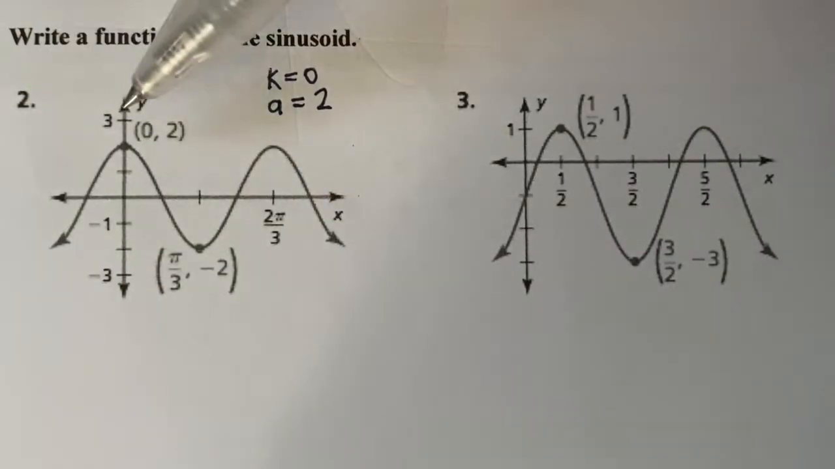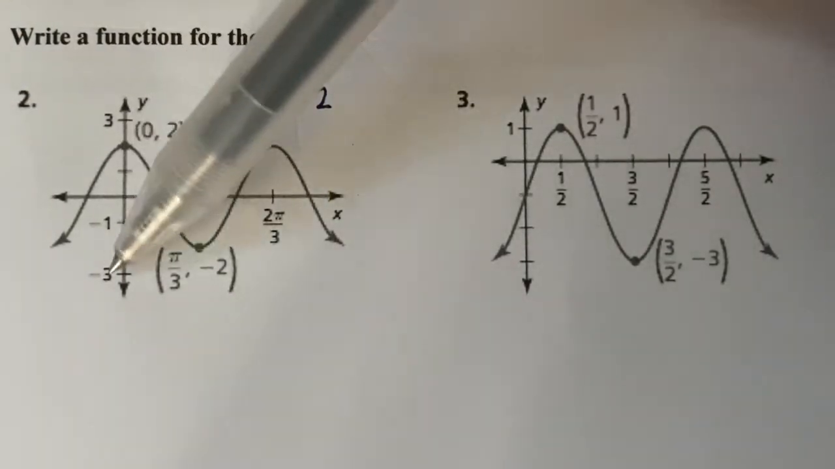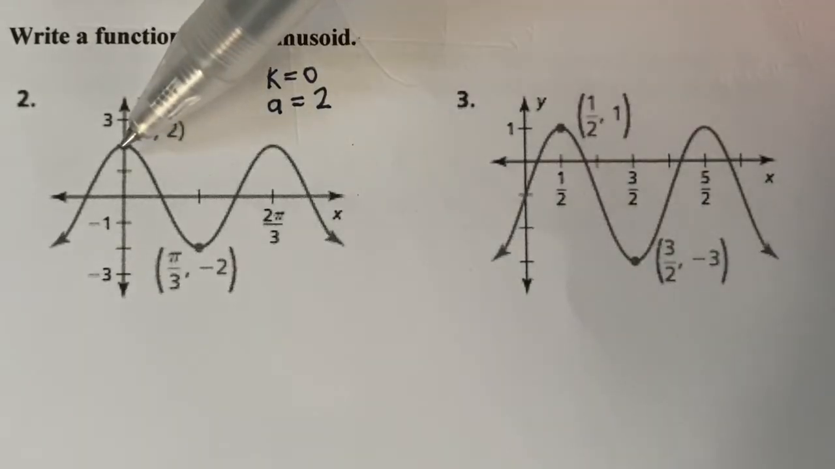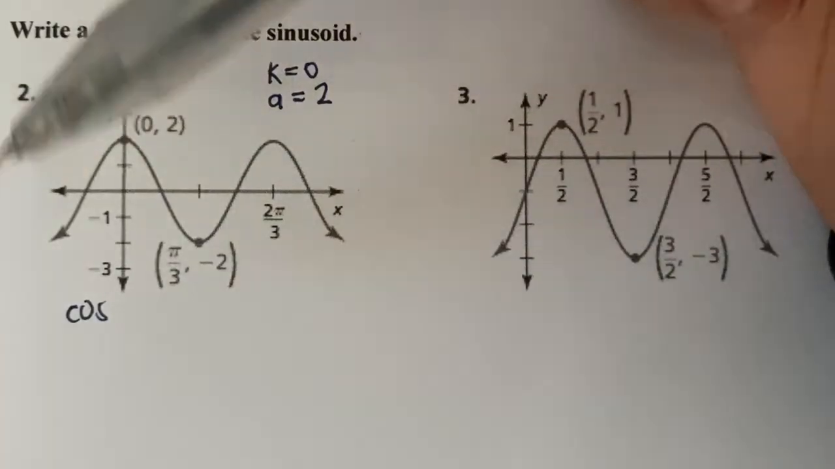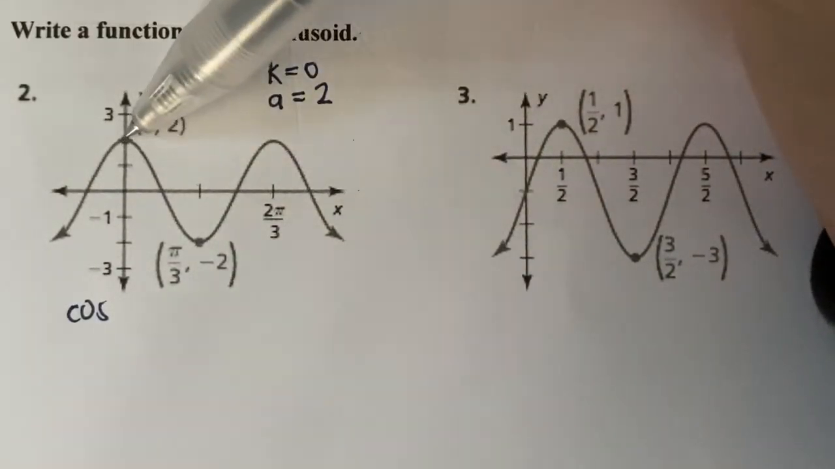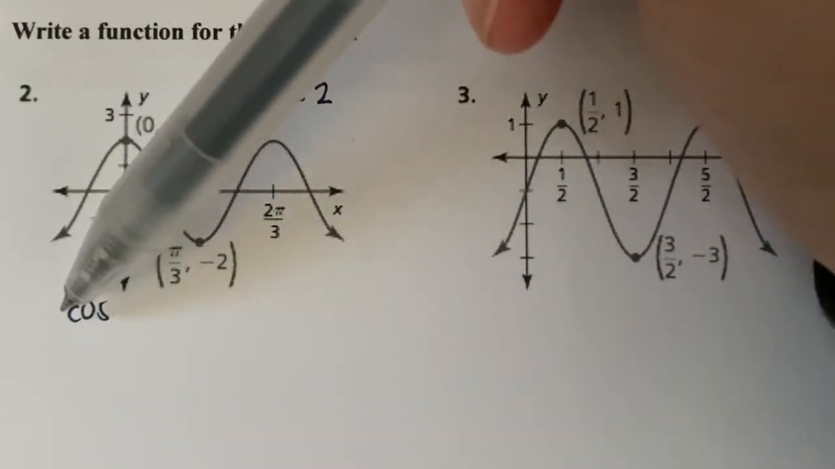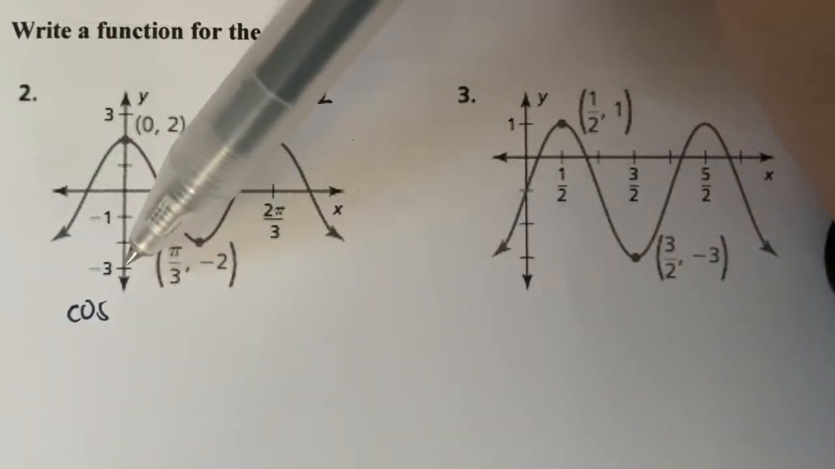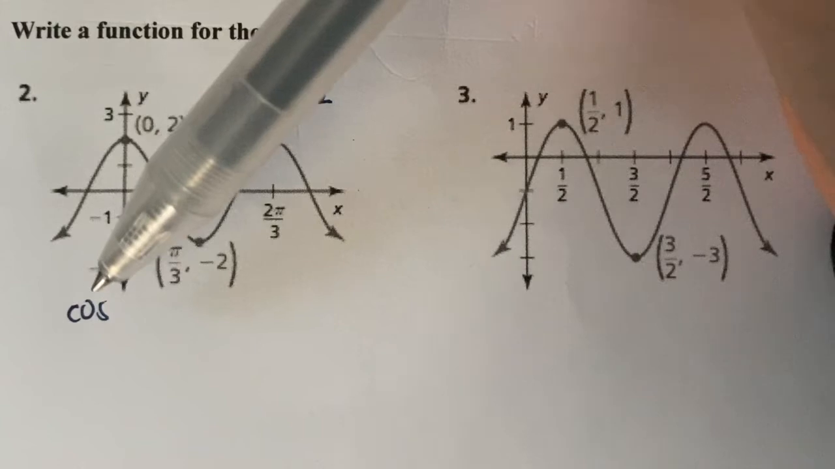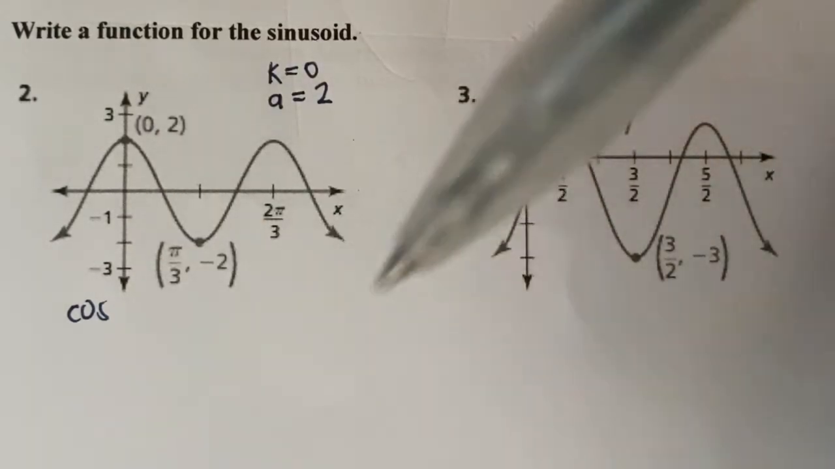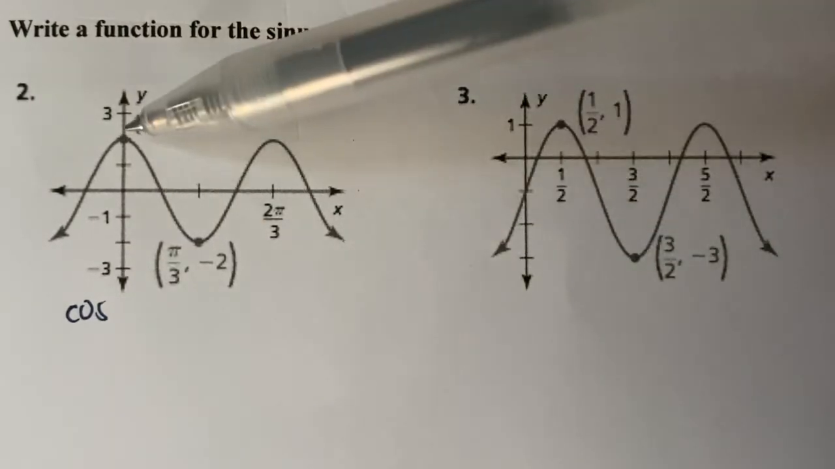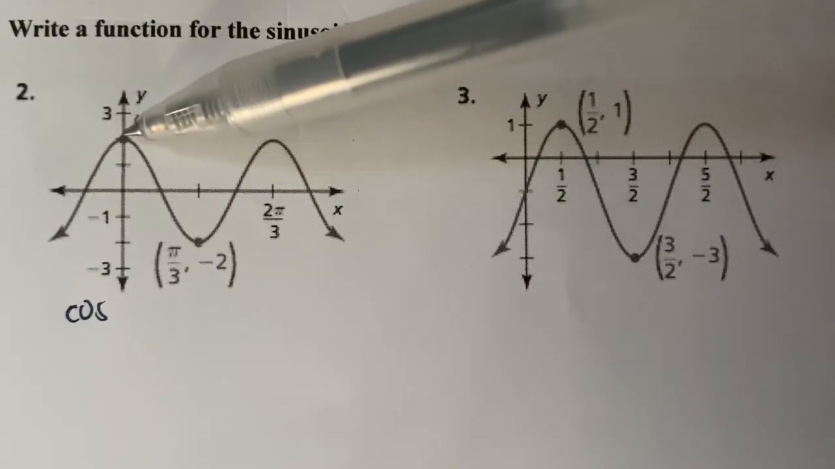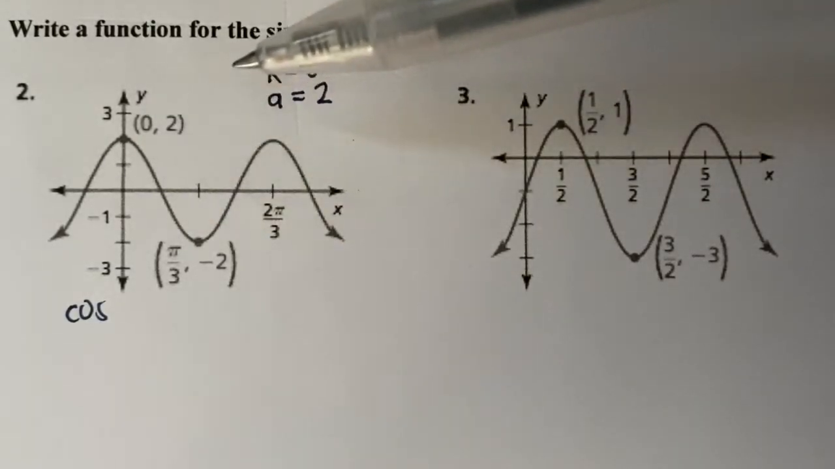Then just looking at our graph, I'm going to look at the y-intercept, and because it starts at the maximum of the function, I'm going to use cosine. Let's check to see if there's a reflection. Because the y-intercept is the maximum, the function is going to be a positive cosine. If your y-intercept were to be at the minimum, you may have a reflection. Lastly, because the y-intercept is at the maximum, that tells me that there is no horizontal shift.